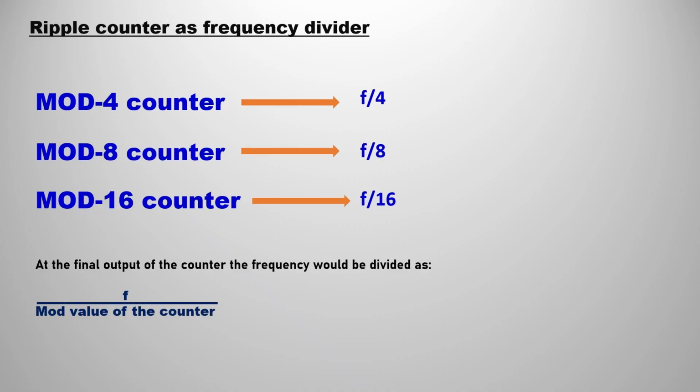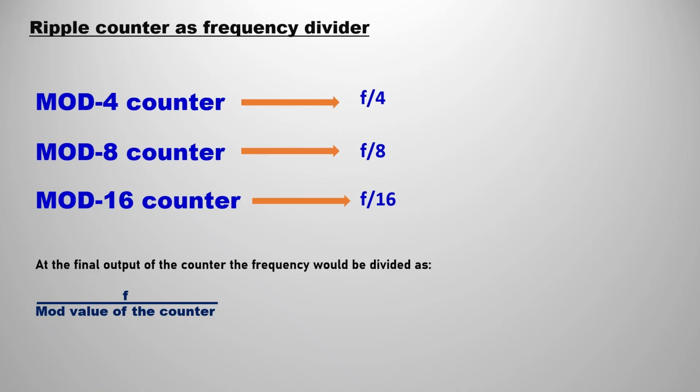So we can observe a pattern in this. For the mod 4 counter, at the final output we have f by 4, meaning the frequency is divided to f by 4. In the mod 8 counter, the frequency is divided to f by 8. In the mod 16, the frequency at the final output is f by 16, and so on. The number of states the counter is counting, that is the factor by which the frequency is divided at the last flip-flop's output. So that is the same thing written over there.